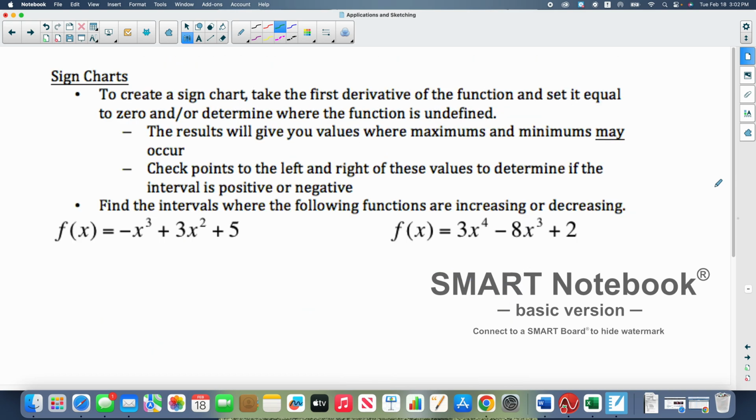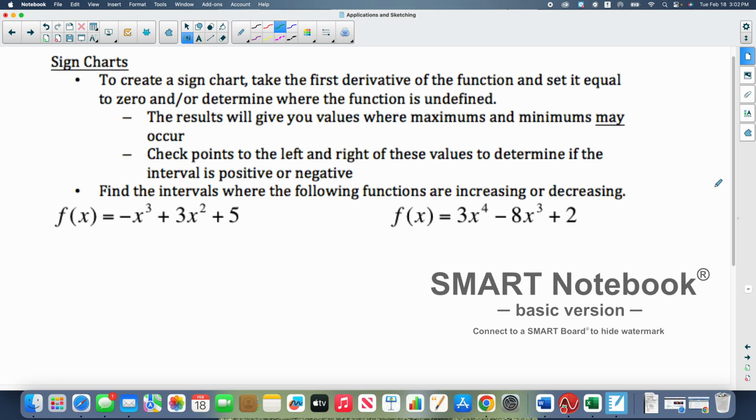Gonna do one last problem with you and we're gonna finish here for the day. So, sign charts. So going back to them. To create a sign chart, the first thing that we want to do is take the first derivative. We're going to set it equal to 0. We're going to find where it's undefined or where it's equal to 0. We're going to find those critical values. Okay? These results are going to give me the possible maxes and mins. And then we're going to check on either side of them to see what's happening on either side.